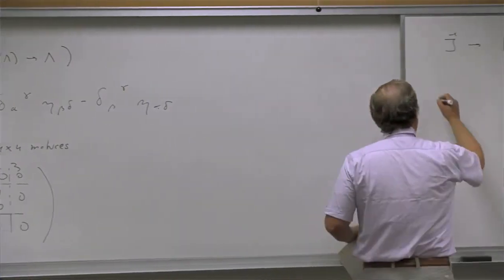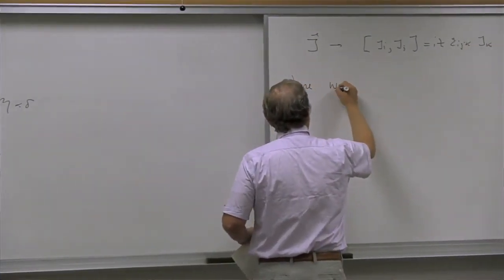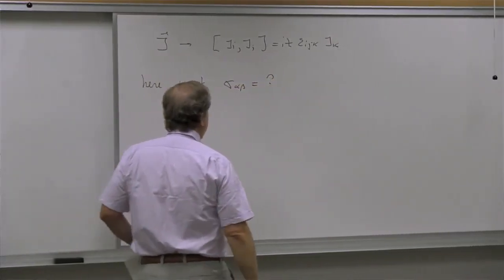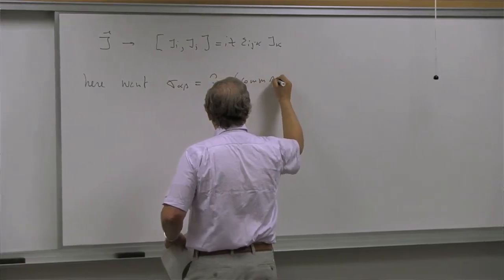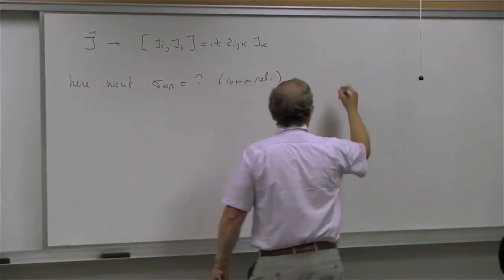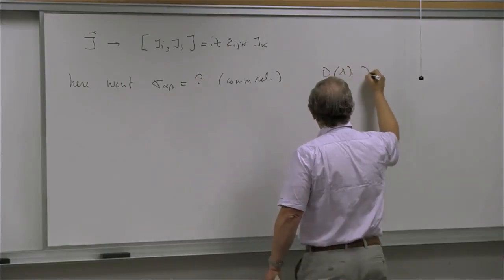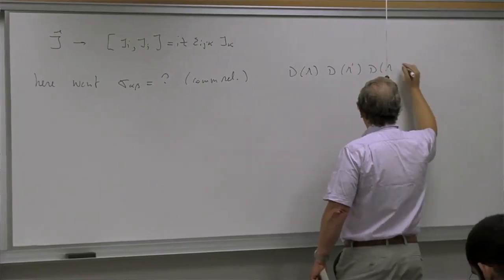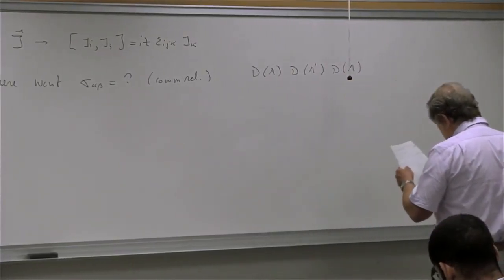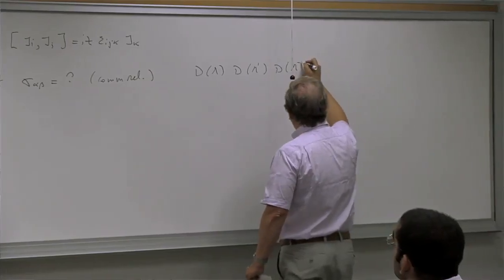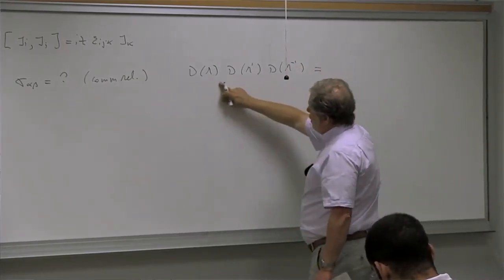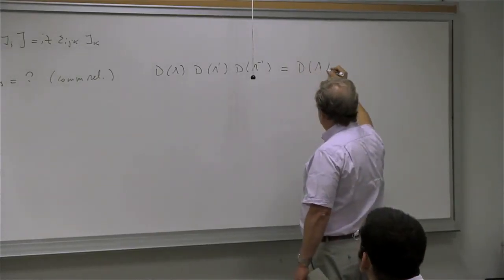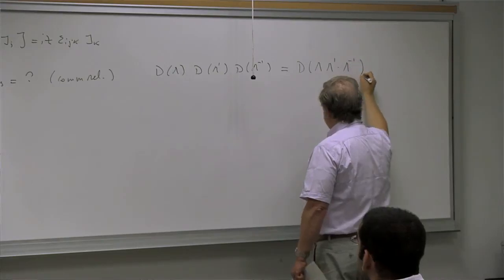Here you use a multiplication rule, where we want sigma alpha beta equal to what? In particular, the commutation relations. To get the commutation relations, you calculate D of lambda prime, and D of lambda to the minus 1. You compute the product of three of these. Because these are all Lorentz transformations, this should be the same as the D that corresponds to the product of lambda times lambda prime times lambda to the minus 1.